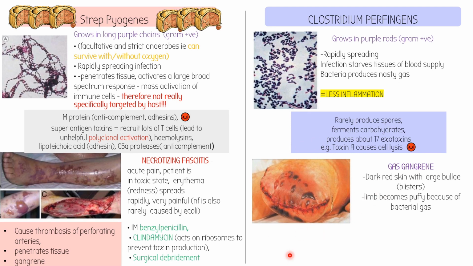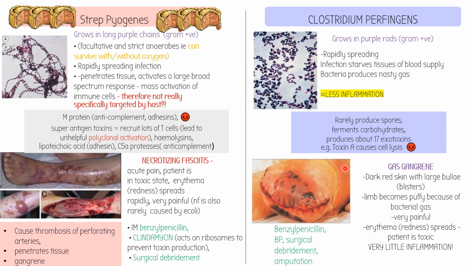Gas gangrene leads to these dark red blisters called bullae. These spread around and can also be very painful. This redness, erythema, can spread, and the patient is also toxic in this case as well. However, contrasted to this widespread inflammation, we get very little inflammation in this one here, Clostridium.